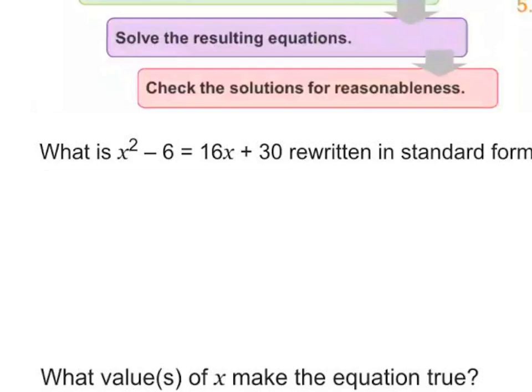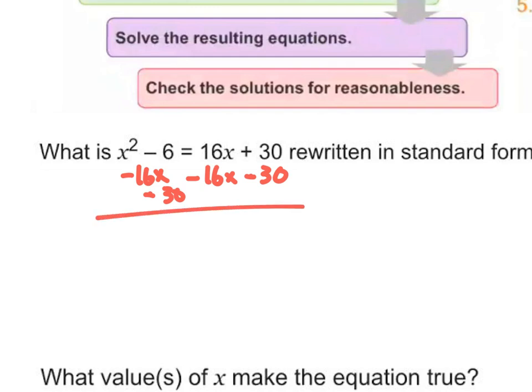And so what I want to do is get all of my values on one side of the equal sign and then set everything equal to 0. So I'm going to subtract 16x on both sides, and then subtract 30 on both sides. As a result, what I get is x squared, minus 16x, and then negative 6 minus 30, which gives me negative 36. I'm going to set this equal to 0.